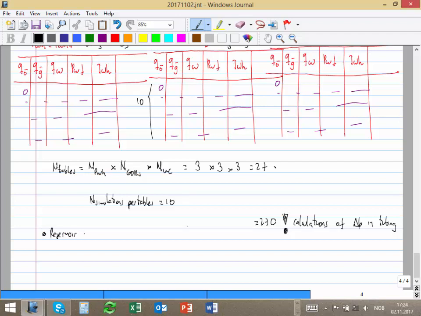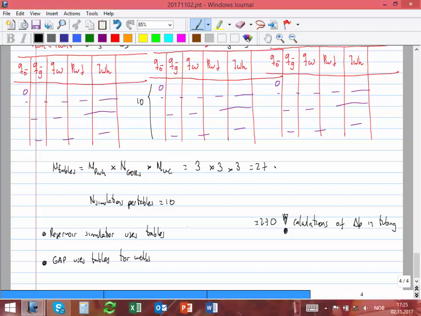Reservoir Simulator uses tables. And also, there are some production simulators that use tables, like, for example, GAP, okay? GAP uses tables for wells. It makes calculation live for anything else, for pipes, for pumps, for everything, but for wells, usually it's using the tables, okay? Because it's saying that it's much quicker to run.